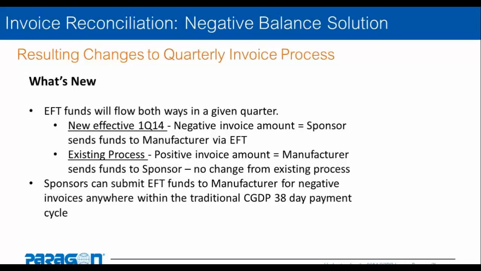And as per the standard quarterly invoice process for positive invoices, manufacturers will send EFT payments to plan sponsors. The key here is that funds from plan sponsors for negative invoices can come in anywhere during the 38-day payment cycle. You should also be receiving funds from multiple sponsors for different invoices. For example, funds could come in one day from sponsor A, day 15 from another sponsor, and day 38 from another sponsor. This is why it will be imperative to implement a process to thoroughly track the receipt of these funds so you can properly confirm that payment was received or not received accordingly.